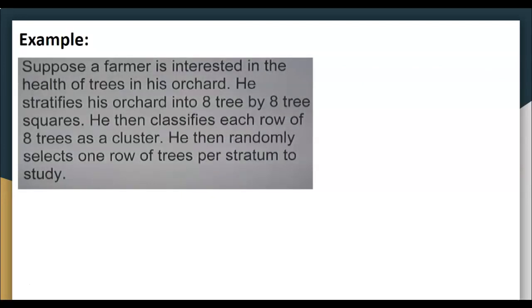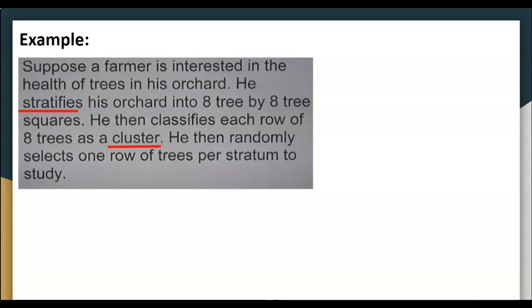He stratifies his orchard into 8 tree by 8 tree squares. Then he classifies each row of 8 trees as a cluster. He then randomly selects one row of trees per stratum to study. As you can see, he used a combination of the techniques we've already talked about, the stratified and cluster.